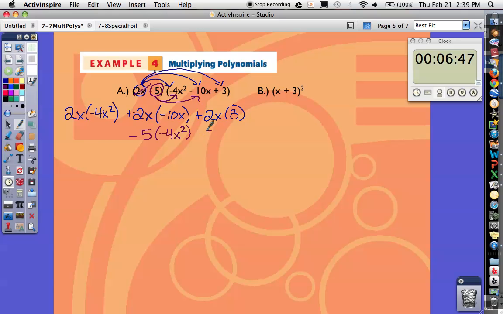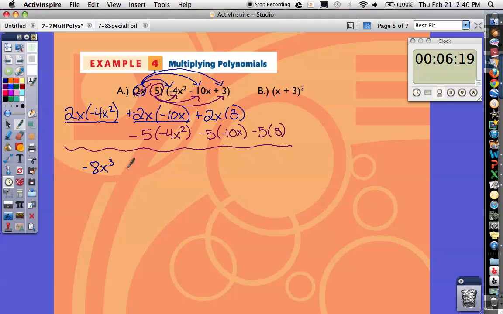Then I'm going to have negative 5 times negative 10x. And then last one, negative 5 times a 3. You know you're done when you've given it to everything in the second quantity and there's nowhere else to give it to. I'm going to kind of draw a little line here, and I want to simplify each term first. So this 2x times negative 4x squared is negative 8x cubed, minus 20x squared, plus 6x. Now move on to your second row.